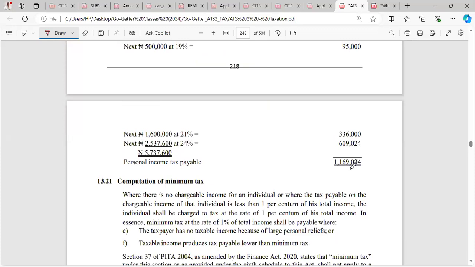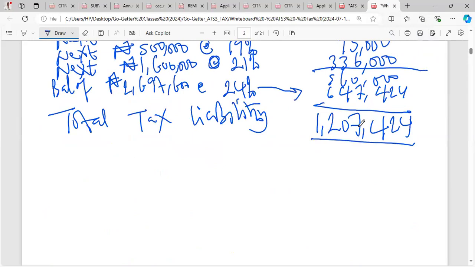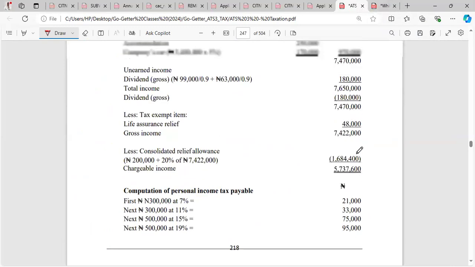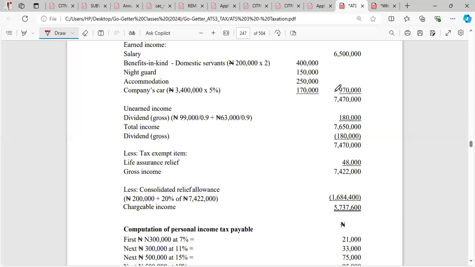But in this case, this is the tax: 1,169,000. This is 1,207,000. So the tax authority will like more money. This is from their own perspective, and this is from the perspective of the tax authority. So any of them you use, you are correct. All right, so that's where the difference is. Every other figure we put here is the same.